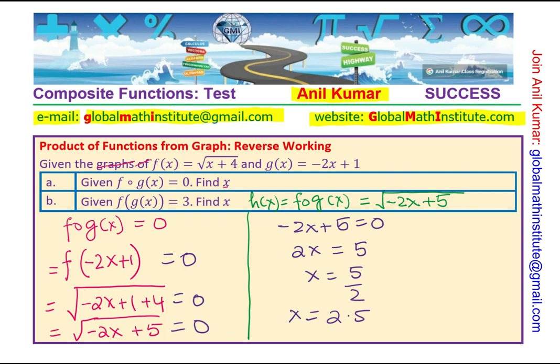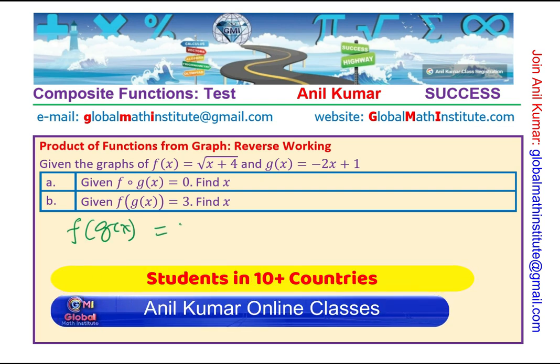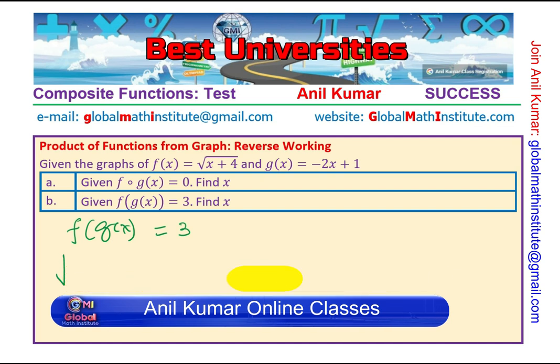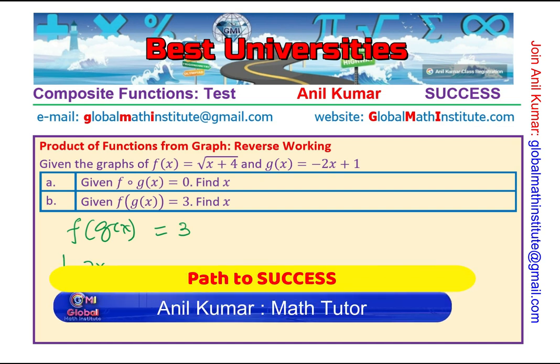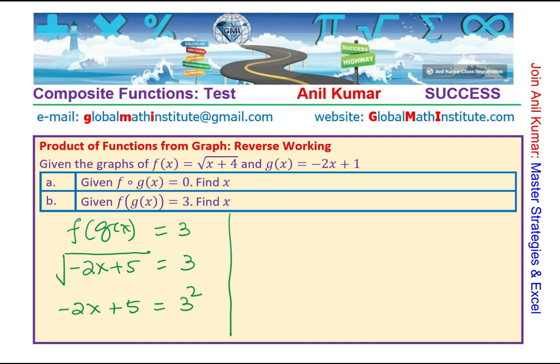So let's take up the solution of part b, where we know f of g of x is given as equal to 3. We just now found that f of g of x is minus 2x plus 1 plus 4, which is 5, right? Equals 3. Now to solve this, what should you do? Well, square both sides. As soon as you square both sides, you get minus 2x plus 5 is equal to 3 squared, right? Let's continue. Minus 2x plus 5 is equal to 9.